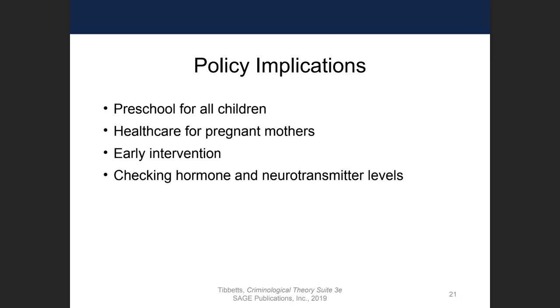Policy implications. What can we do about this? What policies and practices are in place to deal with these types of issues if there is some validity to the relationship between biology and crime? Well, most states, or a good number of states, have mandated preschool for all children, health care for pregnant mothers, and early intervention. And then finally, checking hormone and neurotransmitter levels. These are just some of the biological practices and interventions that can be put into place or implemented to help out with this problem.